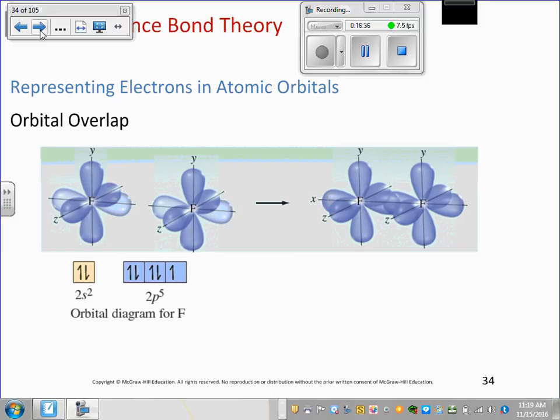Here's the orbital diagram for fluorine. It ends in 2p5, so there's one unpaired electron in the p. Remember, fluorine has how many valence electrons? Add them up. 7. Thank you. So it needs one more. Fluorine comes and forms a diatomic molecule with itself. This unpaired electron gets together with the unpaired electron from the other fluorine, and the p orbitals overlap, which is what you see on the right. That forms the covalent bond for fluorine.